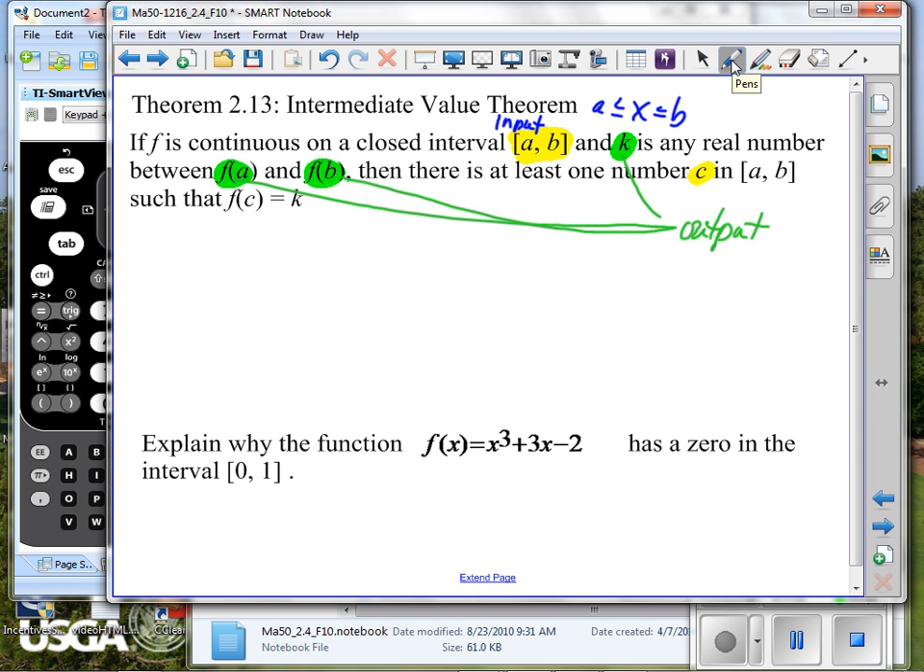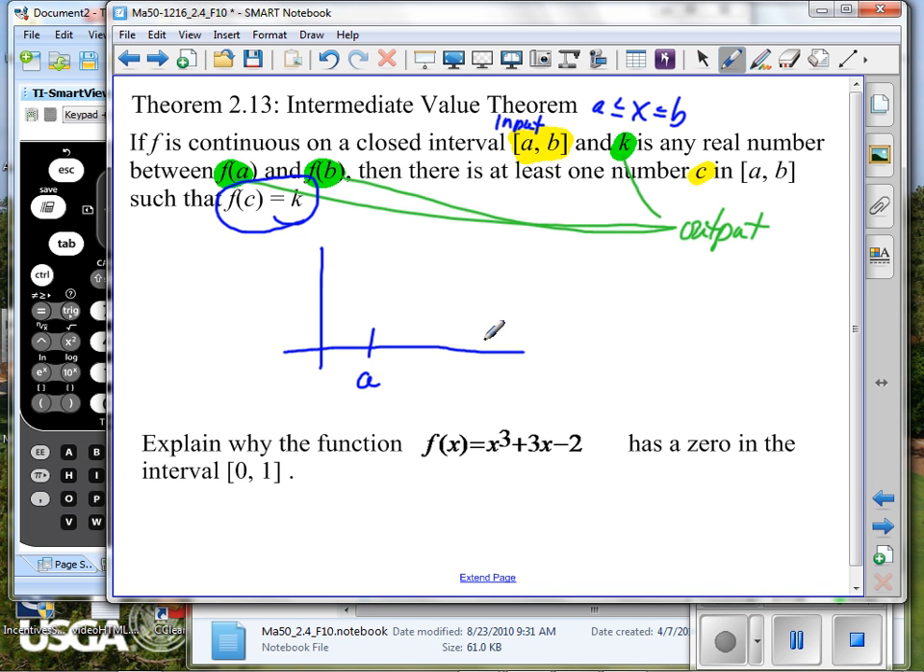and here we go again, such that, can you see that from where you are? F of c equals k. Such that, is f of c representing an input or an output? Output. Is k representing an input or an output? Output. Such that the output at the input of c has the same value as the output value k. What on earth? How does that look? What are we going to do with that? Well, let's try it and see what we've got.